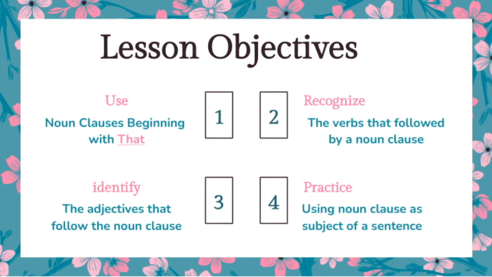Today, we're focusing on lesson objectives related to noun clauses. First, we'll look at the verbs that are often followed by a noun clause. Recognizing these verbs is key because they help us understand how noun clauses function within sentences. Next, we'll explore how to use a noun clause as the subject of a sentence, which is a common and important structure in English. We'll also practice identifying adjectives that follow noun clauses, since these can give us more information about the clause itself. Finally, we'll cover noun clauses beginning with that, so you can see how to use this word effectively to introduce a clause.